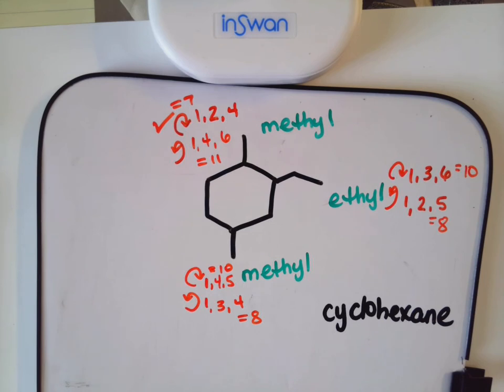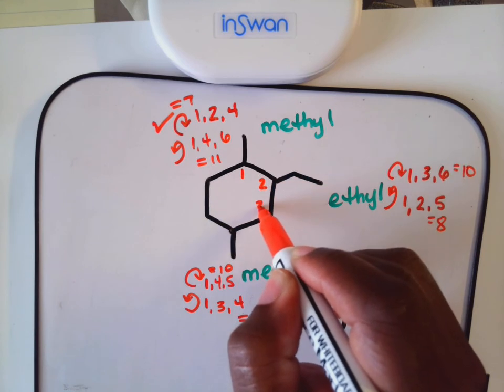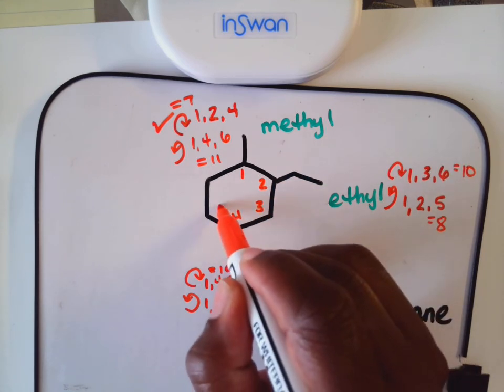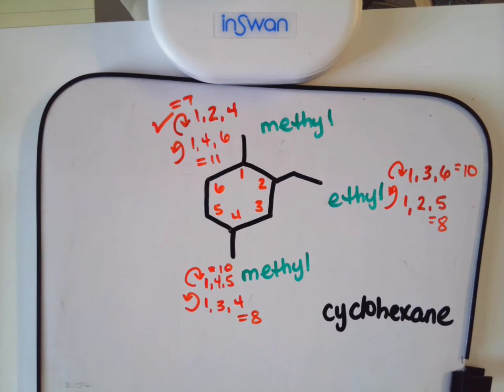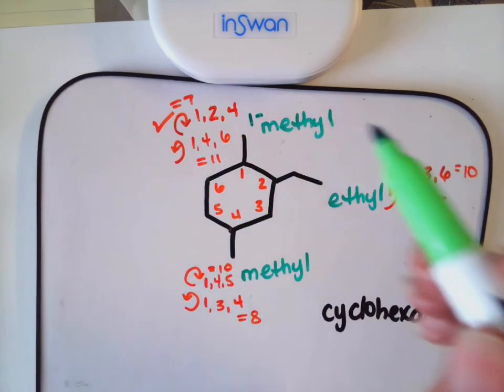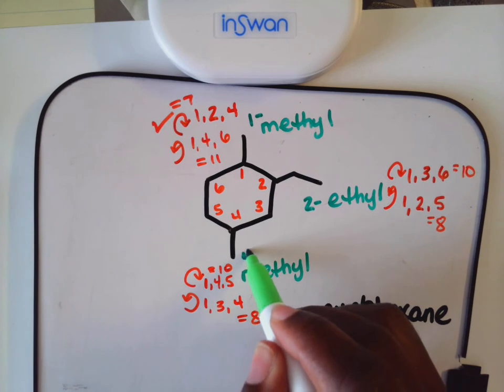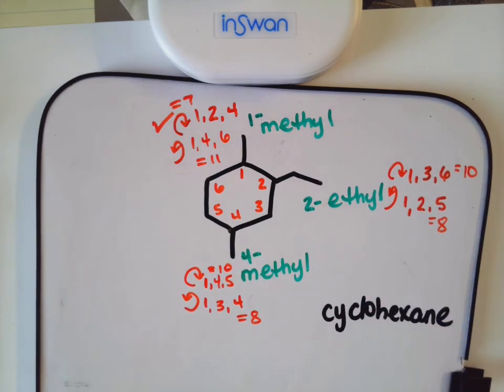So I want to start at this top methyl and count in the clockwise position, numbering my cyclohexane ring. From there, that indicates where each substituent is located. So this top methyl is located on carbon 1, my ethyl is located on carbon 2, and this bottom methyl is located on carbon 4. So I've now identified my parent chain, and I've identified all substituents and where they're located. Now you want to put everything together.